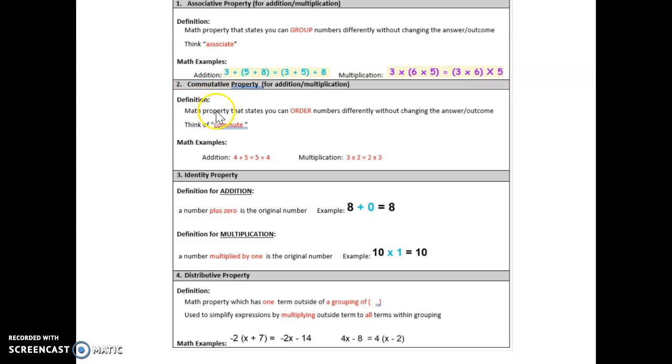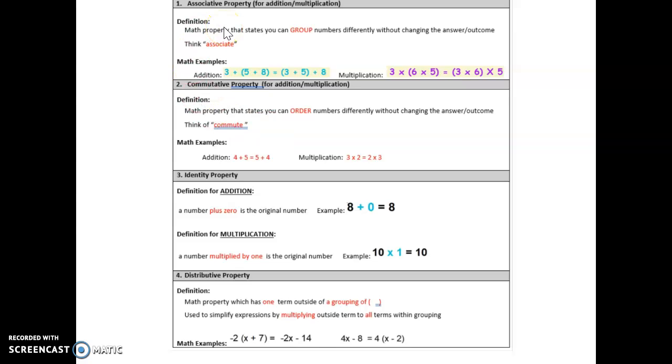So commutative property is where you can flip the order of the numbers. You can take 4 and add it to 5 and get the answer of 9. Or we can flip the order of our terms and say 5 plus 4, and you're going to get the same answer of 9. Again, it works for multiplication. 3 times 2 is 6, or 2 times 3 is 6. So you can flip the order of the numbers and still end up with the same answer.